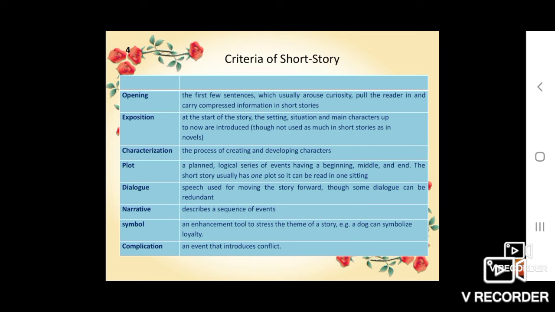So you have to give such kind of experience to the readers, because you are going to write a story. Then you need to use some symbols. Symbols are an enhancement tool to trace the theme of the story. For example, a dog can symbolize loyalty. Likewise, next there is complication, an event that introduces conflict. Means there should be scope for introduction of conflicts in the story.